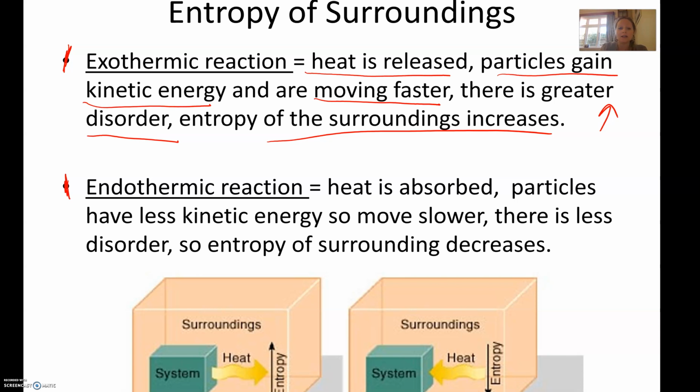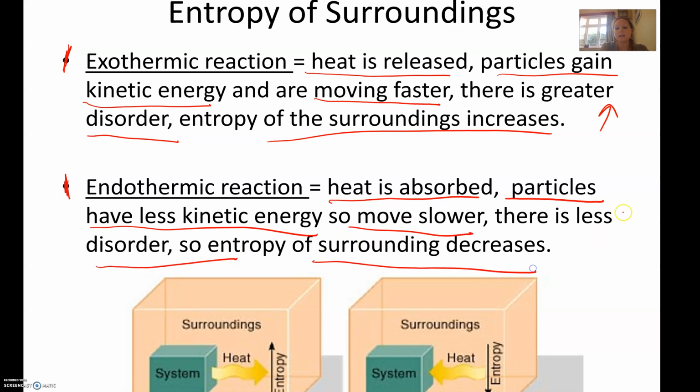And the reason why is because heat is absorbed during an endothermic reaction. This means that the surrounding particles have less kinetic energy, so they move slower, so there is less disorder and entropy decreases. So this is the same every time.